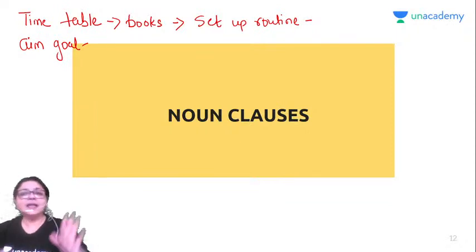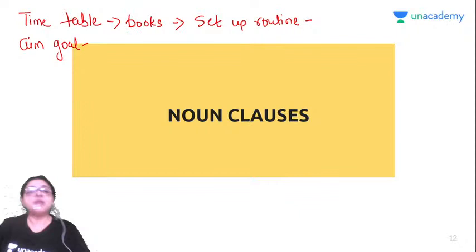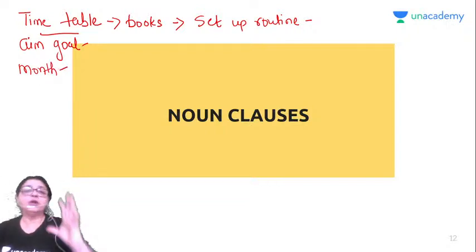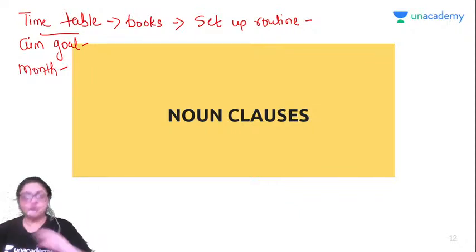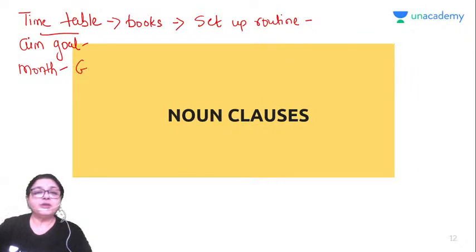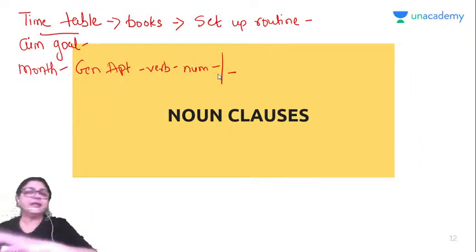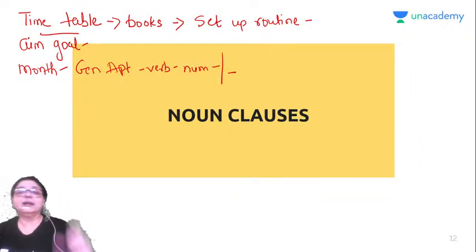Now I'm going to tell you exactly how I set a timetable. I still have more than a month to go. So what am I going to do? I am going to pick up all that I need to do. Like general aptitude, in which I have verbal and numerical. Apart from that, I have lots of other subjects which I need to finish before cracking GATE.